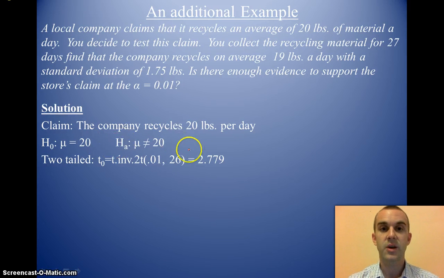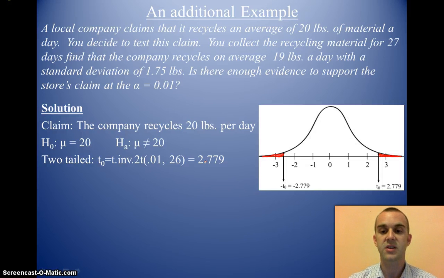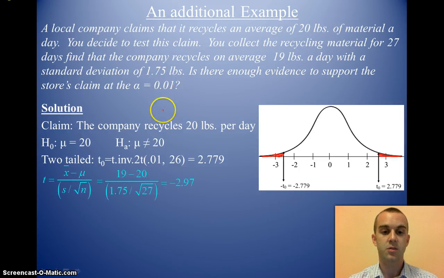I plug my information into the two-tailed formula, and I get 2.779, which means that my critical values are going to be positive 2.779 and negative 2.779. Now I'm going to create my statistic based on the average that I found. I plug in 19 because that was the average we found from our test. 20 is what we're comparing against. 1.75 was our standard deviation, and it was 27 days we were sampling.